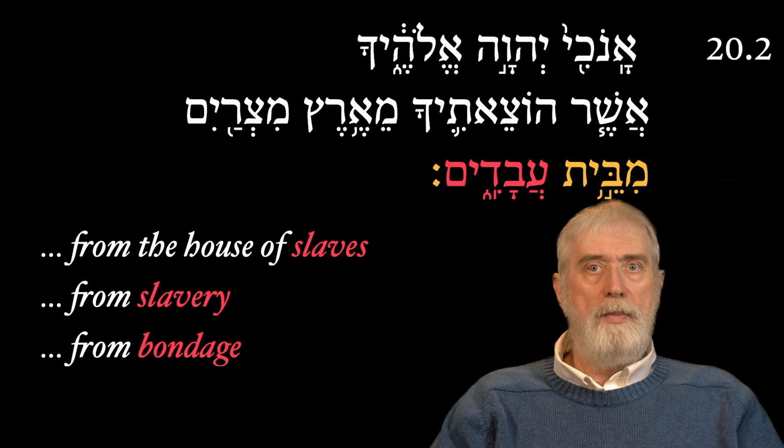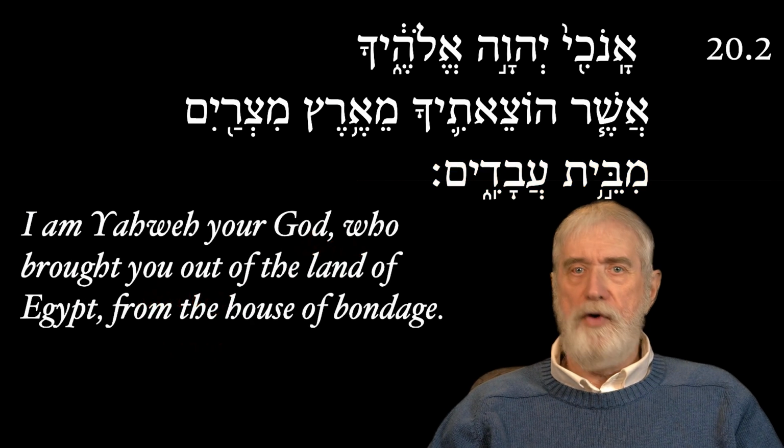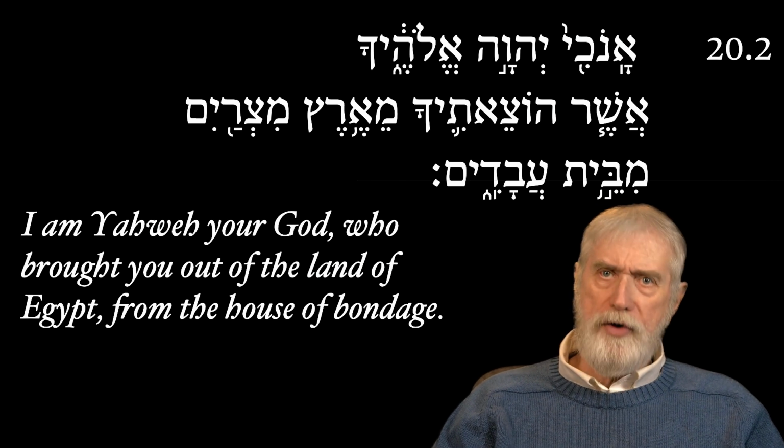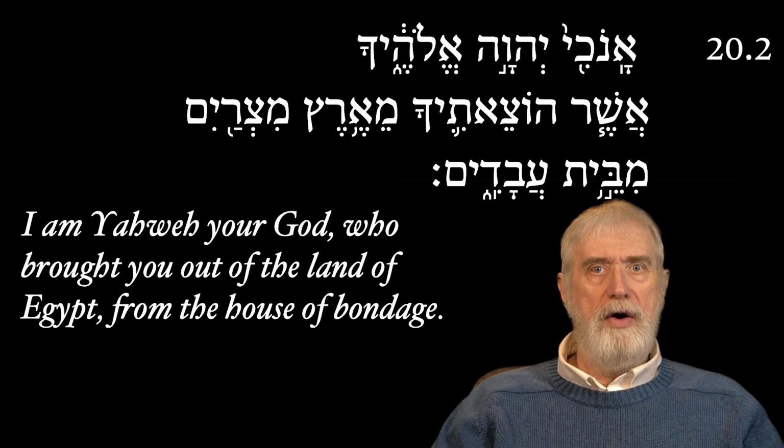So, putting it together, we might read verse 2 as, I am Yahweh your God, who brought you out of the land of Egypt from the house of bondage. As we said, verses 1 and 2 lay the foundation for the instruction that follows by defining the relationship between Yahweh and the Hebrews and establishing that the basis for that relationship lies in God's redeeming work.